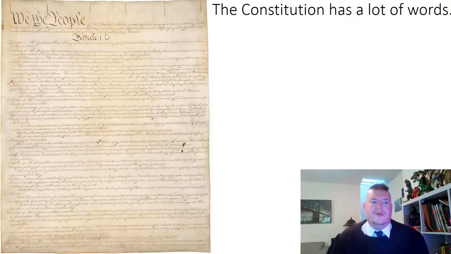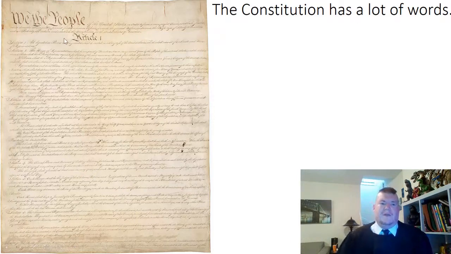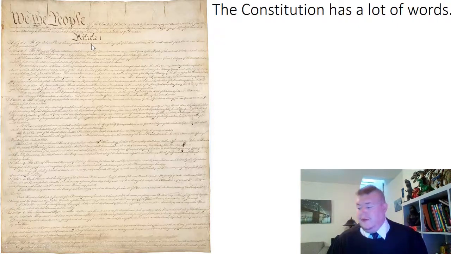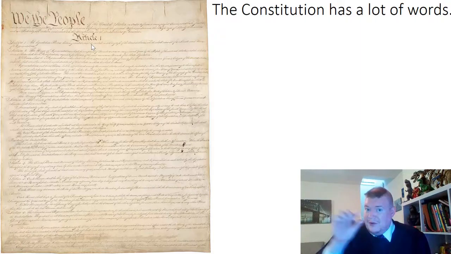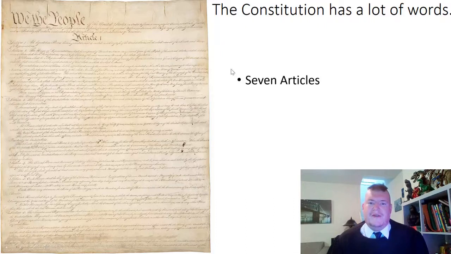So here's the Constitution. One thing you notice about the Constitution is that it has a lot of words. Okay, we looked at this in detail. We the people. Each article has different powers that it gives to different branches. For example, Article 1 gives powers to the executive branch. I'm sorry, legislative branch. Article 2 gives power to the executive branch. Article 3, very short article, gives power to the Supreme Court. In total, there are 7 articles.